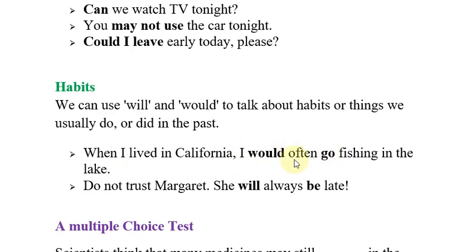This is the meaning. Do not trust Margaret. She will always be late. It means she has the habit of being late. She has the habit of not being punctual.